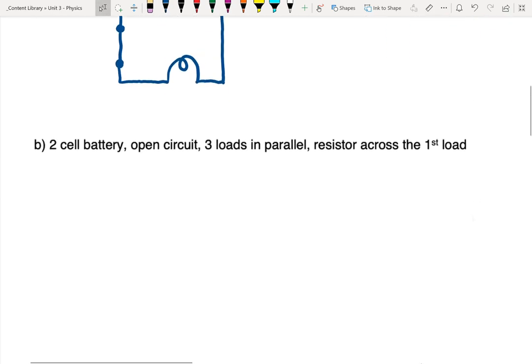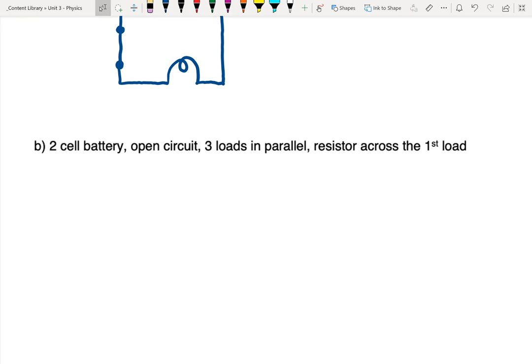The second one, we are looking at a 2-cell battery, an open circuit, three loads in parallel, and a resistor across the first load. So, 2-cell battery. We have our 2-cell battery. We need it to be an open circuit. That means that it is not closed, so the electrons aren't flowing. So we're going to have a switch that's open, so the electrons cannot flow through.